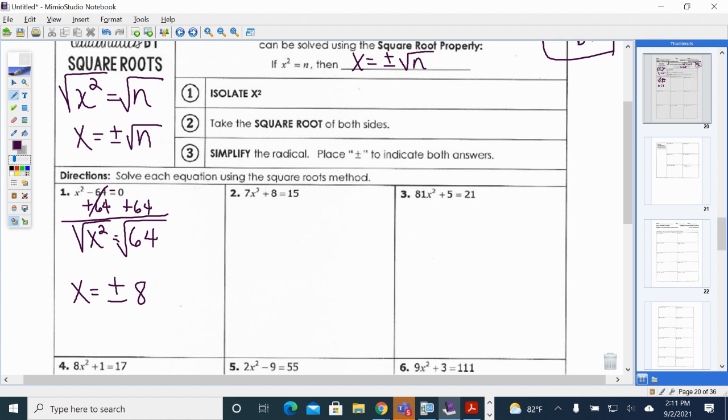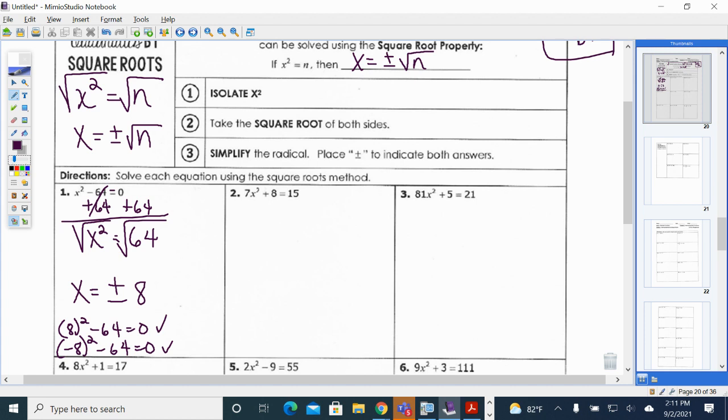If I go back to the original, x squared minus 64 is equal to 0, and you plug in the 8, 8 squared minus 64 equals 0. 8 squared is 64. 64 minus 64 is 0. So that checks out. If you plug in the negative 8, the same thing is going to happen. Negative 8 squared is a positive 64. 64 minus 64 is still 0. So both of those work, the positive root and the negative root.